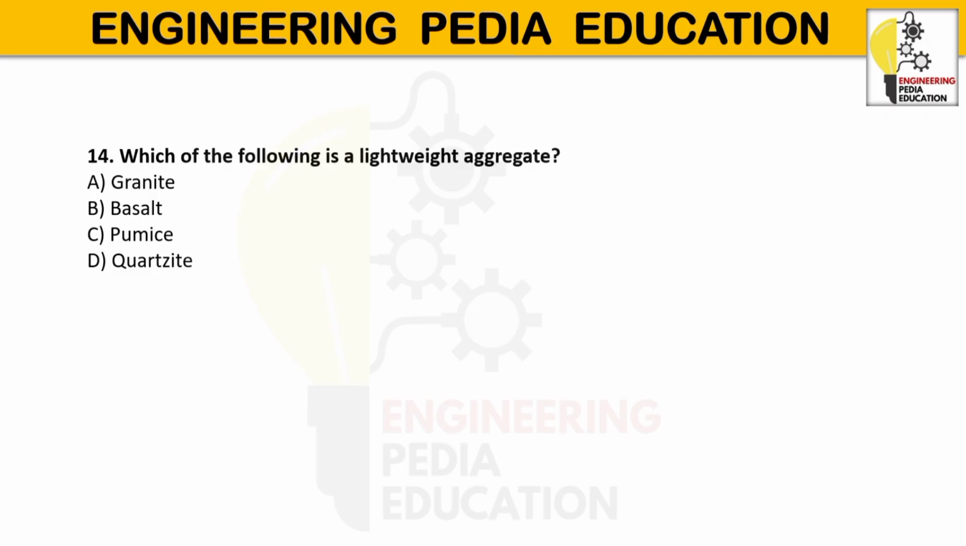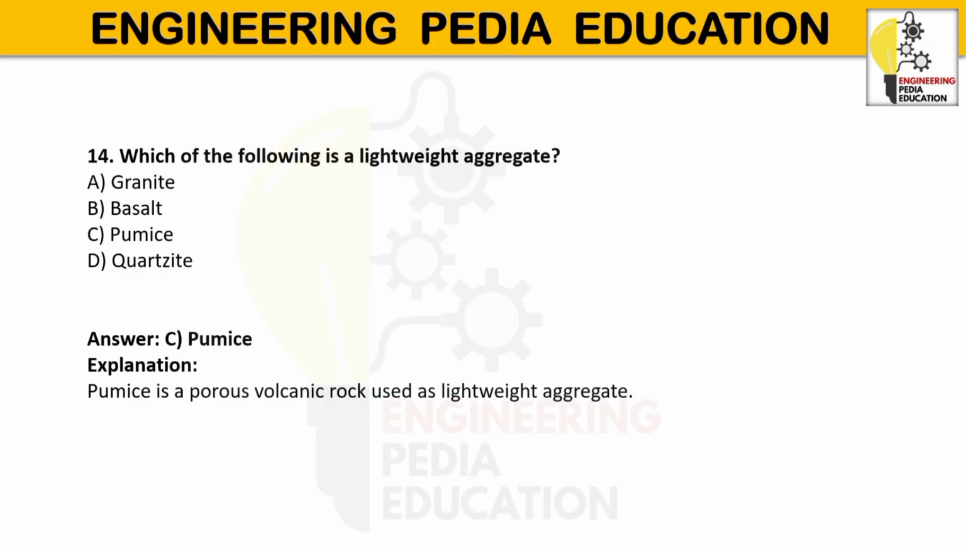Which of the following is a lightweight aggregate? Granite, basalt, pumice, quartz. So the correct answer is pumice. Pumice is a porous volcanic rock used as lightweight aggregate. The pumice aggregate has a large number of voids, which makes its weight lighter in comparison to other aggregates such as basalt and granite.